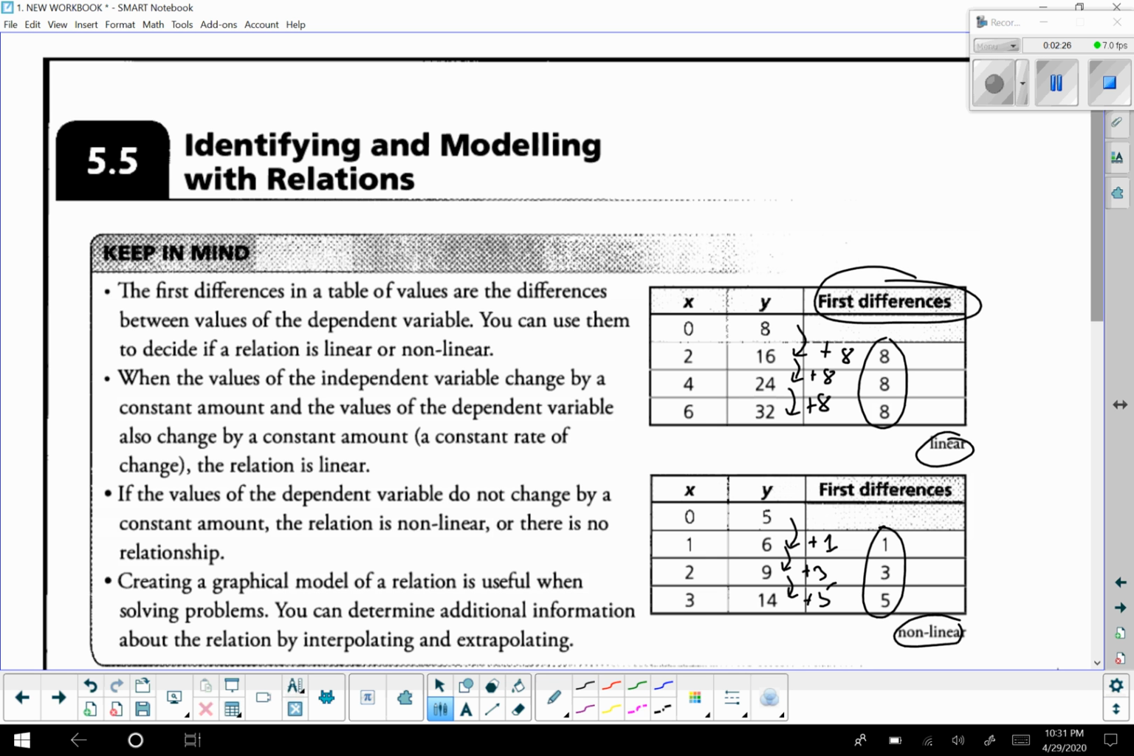Another thing that you should pay attention to is your x values. You should see if they're changing by the same amount, increasing or decreasing. So in this case, it's going up by 2, in this case, it's going up by 1. As long as they're the same, and you can see that the first differences are the same, then you can say that this is a linear relationship.